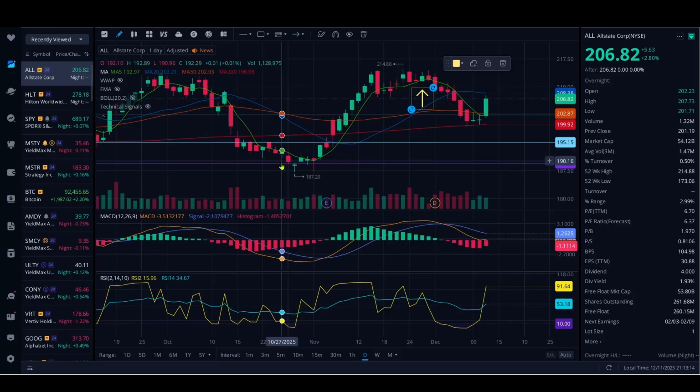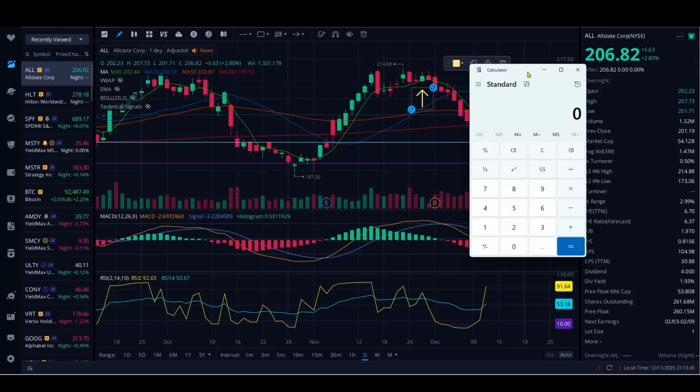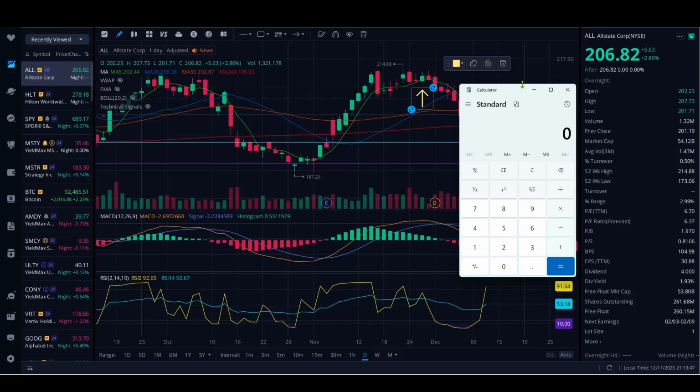I got in right here and I rode this MA5 right on up. I got kicked out right here at this MA5 at 210 even from this drop in this candle right here. So that kicks me out at 210. So what did I end up making on the trade? So I got kicked out at 210.